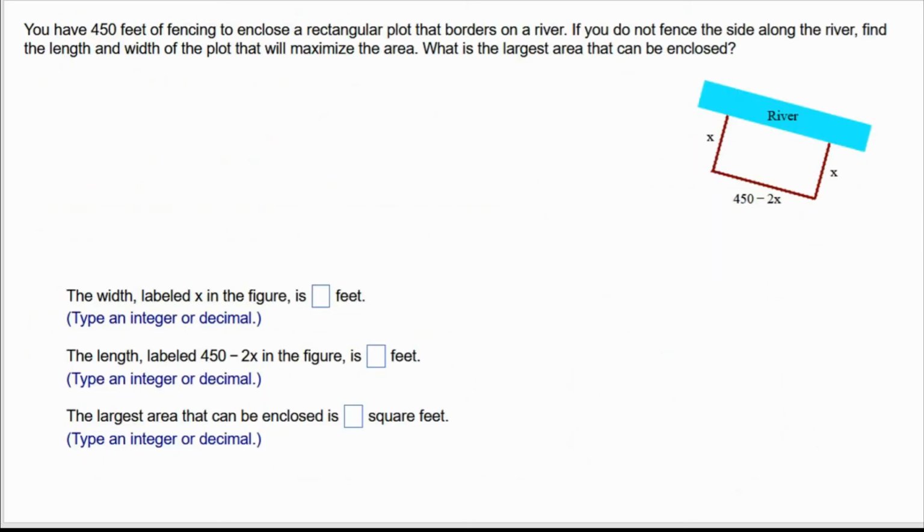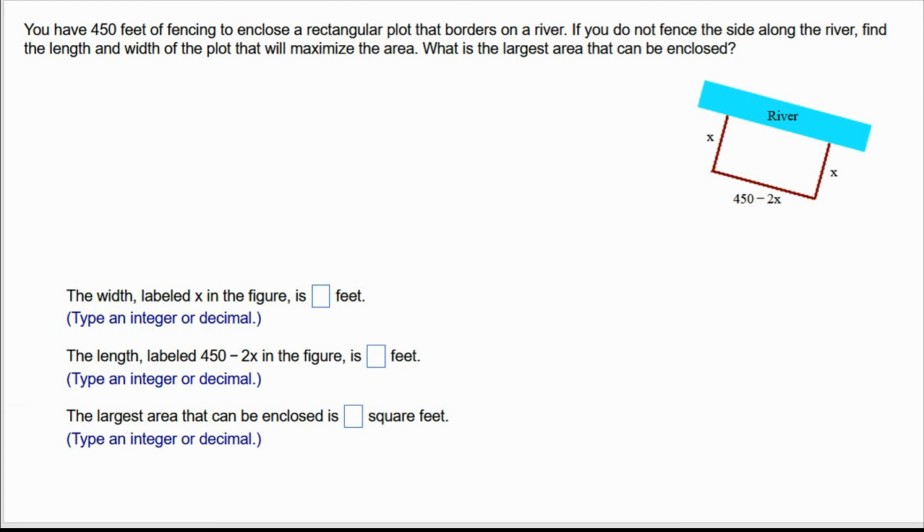All right. Let's look at this problem here. You have 450 feet of fencing to enclose a rectangular plot that borders on a river. If you do not fence here the side along the river, obviously, find the length and width of the plot that will maximize the area, and what is the largest area that can be enclosed.